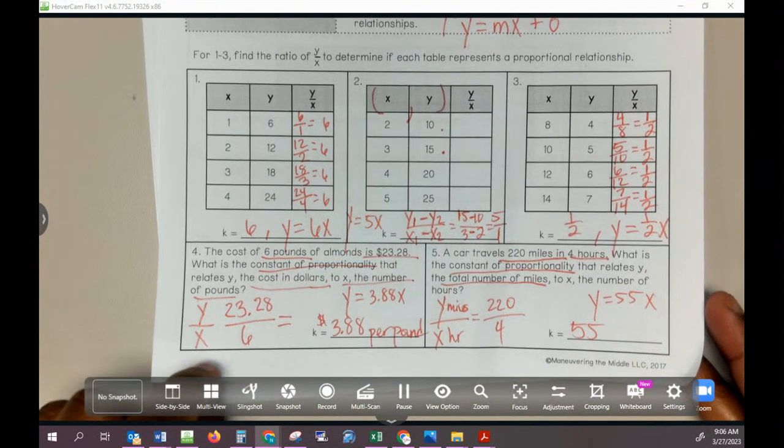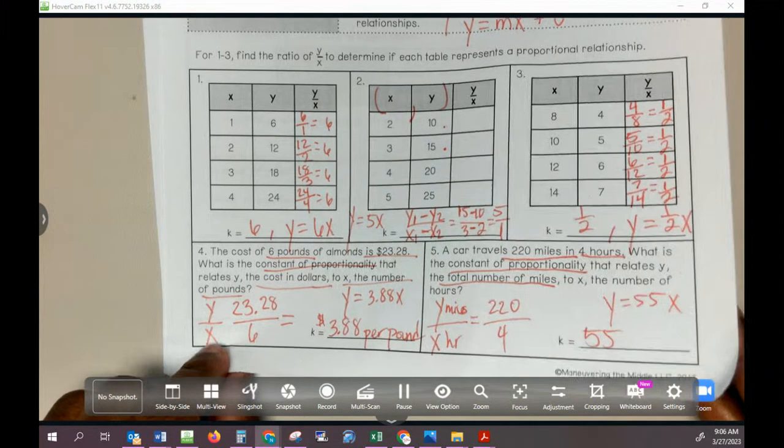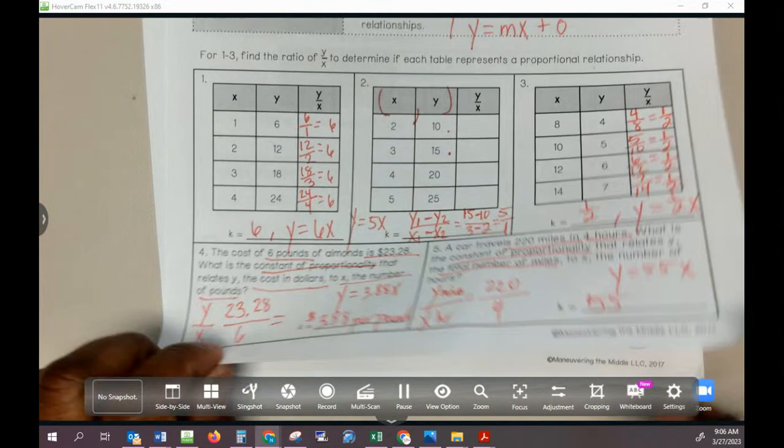It really is. But I still will have an entry ticket for you all in the morning just to make sure we do understand the basic concept of it.